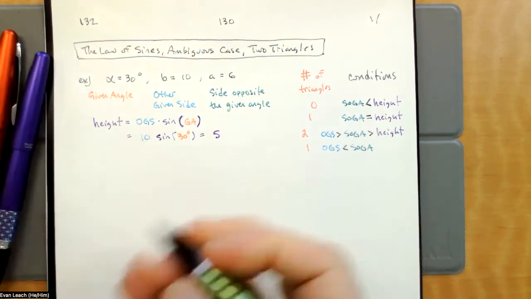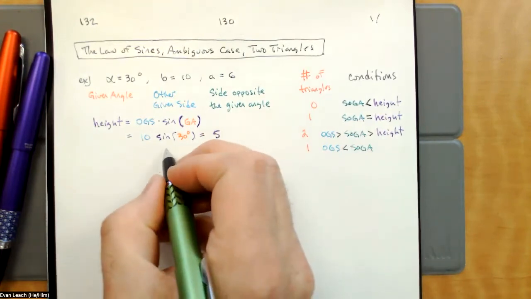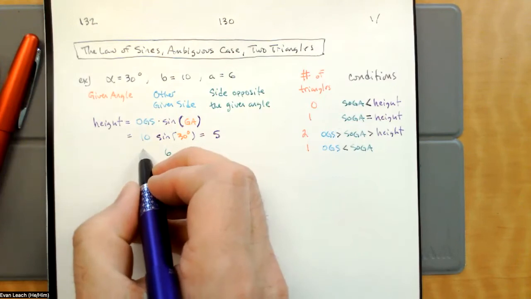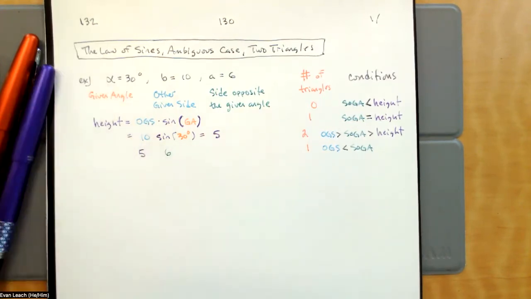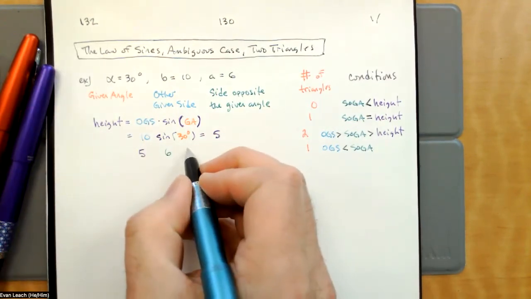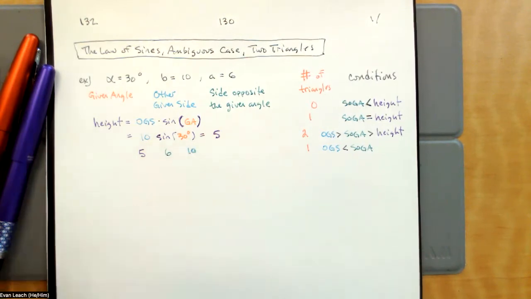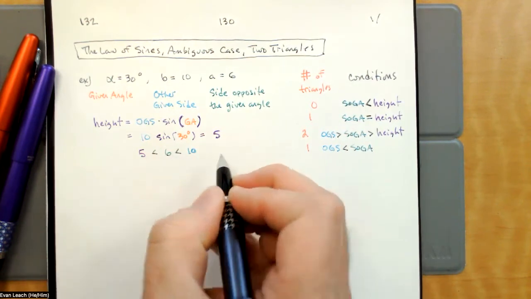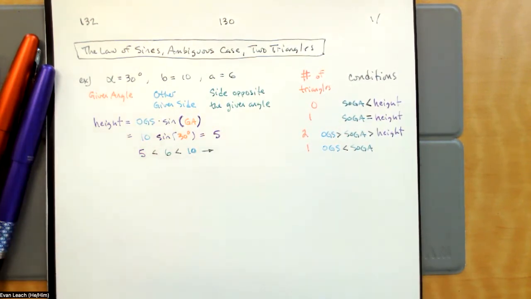Since the side opposite the given angle, 6, is greater than the height, but less than the other given side, we know we're going to have two triangles.